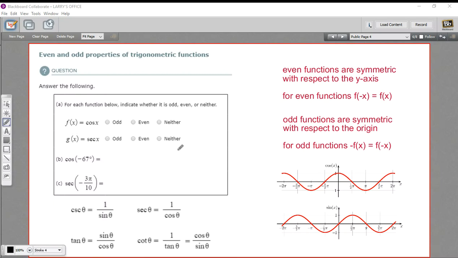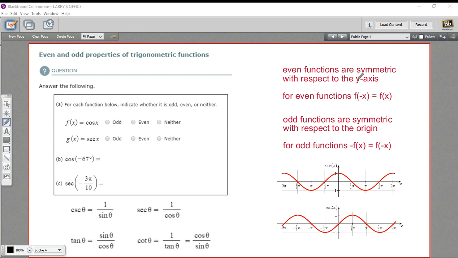You probably remember that functions can be odd, they can be even, or they can be neither. And you've come across this when you looked at regular polynomial functions. The same is true of trigonometric functions. And if we look at the cosine and the sine functions, we can, just by looking at them, determine whether these are odd or even.